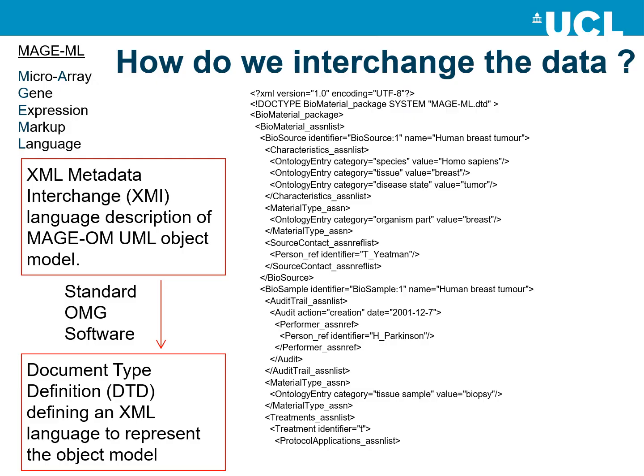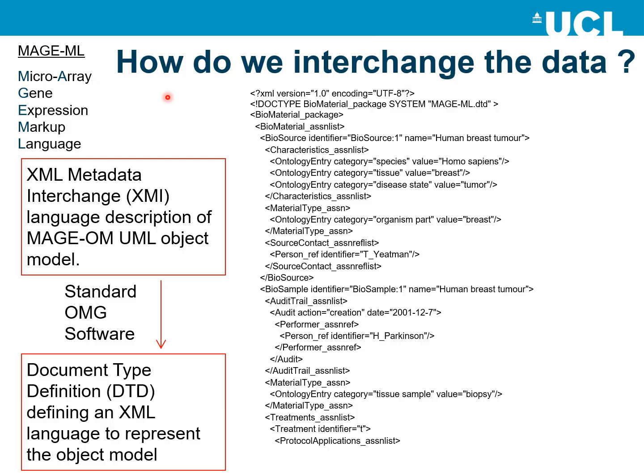How do we interchange the data? The whole idea of coming up with these standards is to allow experiments to interchange data, so that we have open standards. One experiment will produce data in a standard format that can be used by other experimenters.